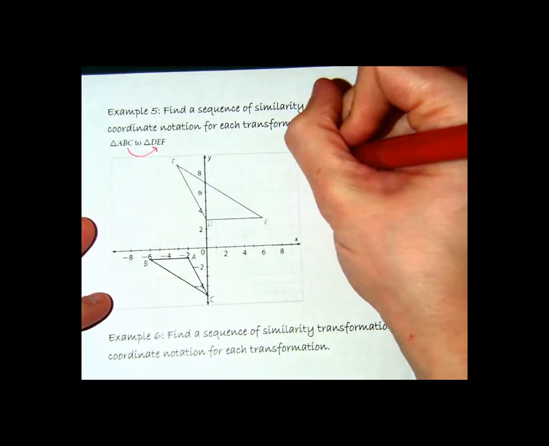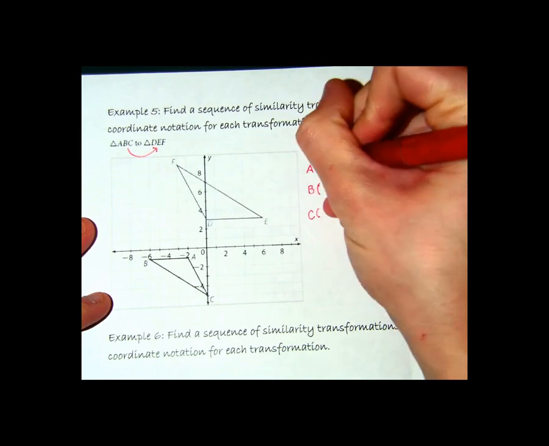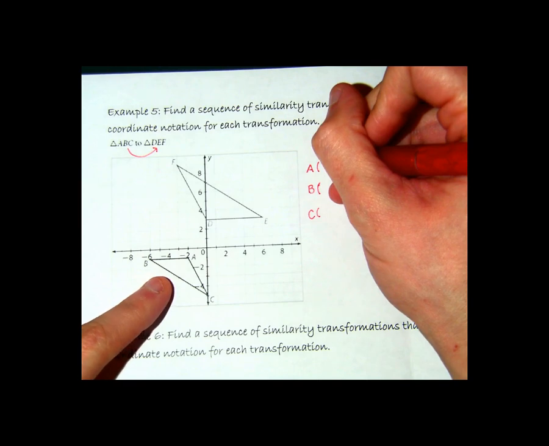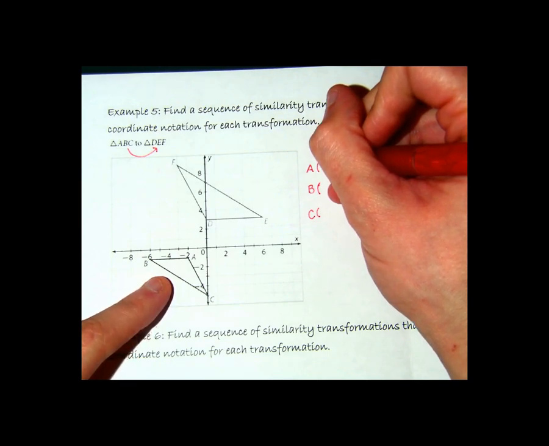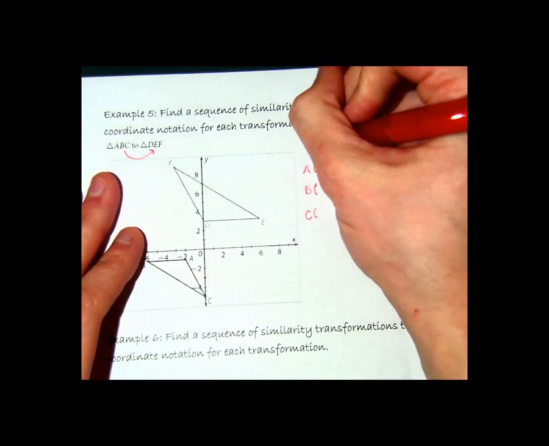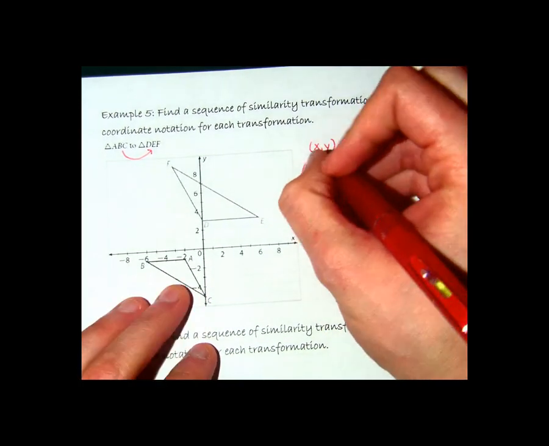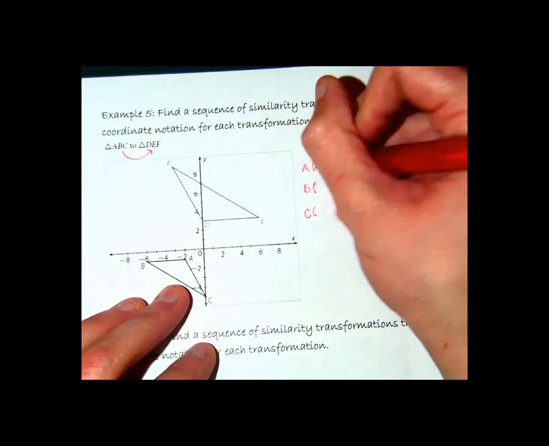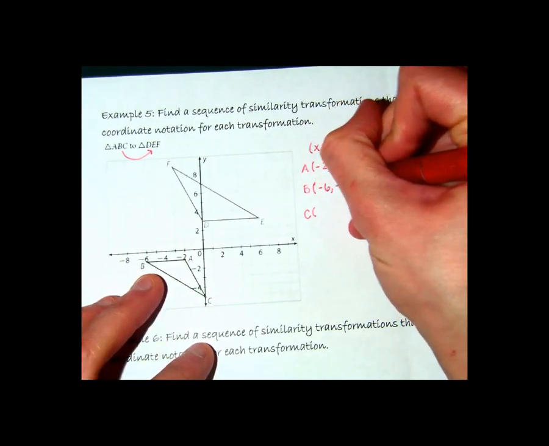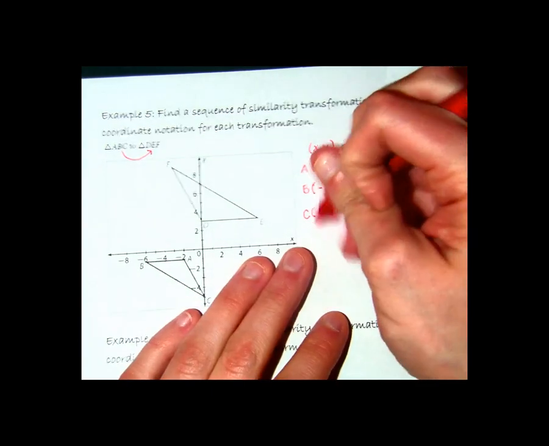We don't have the coordinates written down. I'm going to write them down. It should help us out some. A, B, C. It's the smaller one, so we're probably going to get bigger. I actually don't need to write them down yet. Oh, I can. This is our x, comma, y. A, -2, -1. B, -6, -1. C, 0, -5.